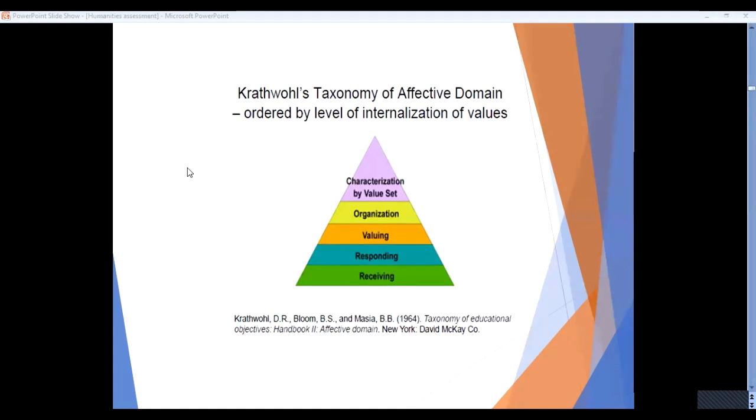You can see here it is a triangle. At the lowermost level it is written receiving. As you go further upwards, the depth of the attributes of humanities in the students goes on increasing. Initially the students might receive, then they will start responding, valuing, organizing. A time will come, if your teaching-learning methods and assessment methods are appropriate, when they might be able to reach the topmost part of this taxonomy, which is the characterization of value set. Next one, please.